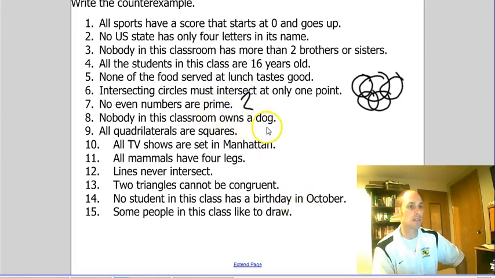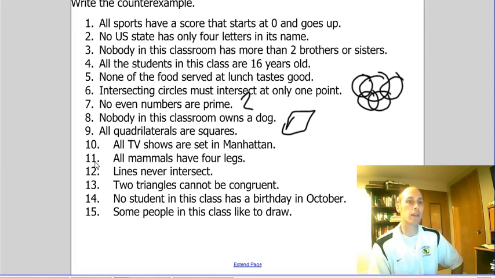8, nobody in this classroom owns a dog. I'm sure somebody does. 9, all quadrilaterals are squares. Well, not necessarily. I could have a parallelogram. Okay, so you get the point. We could go through a few more examples, but the idea here is we're just finding a counterexample, something that proves that it doesn't always work in every situation, and that's all we need to do.